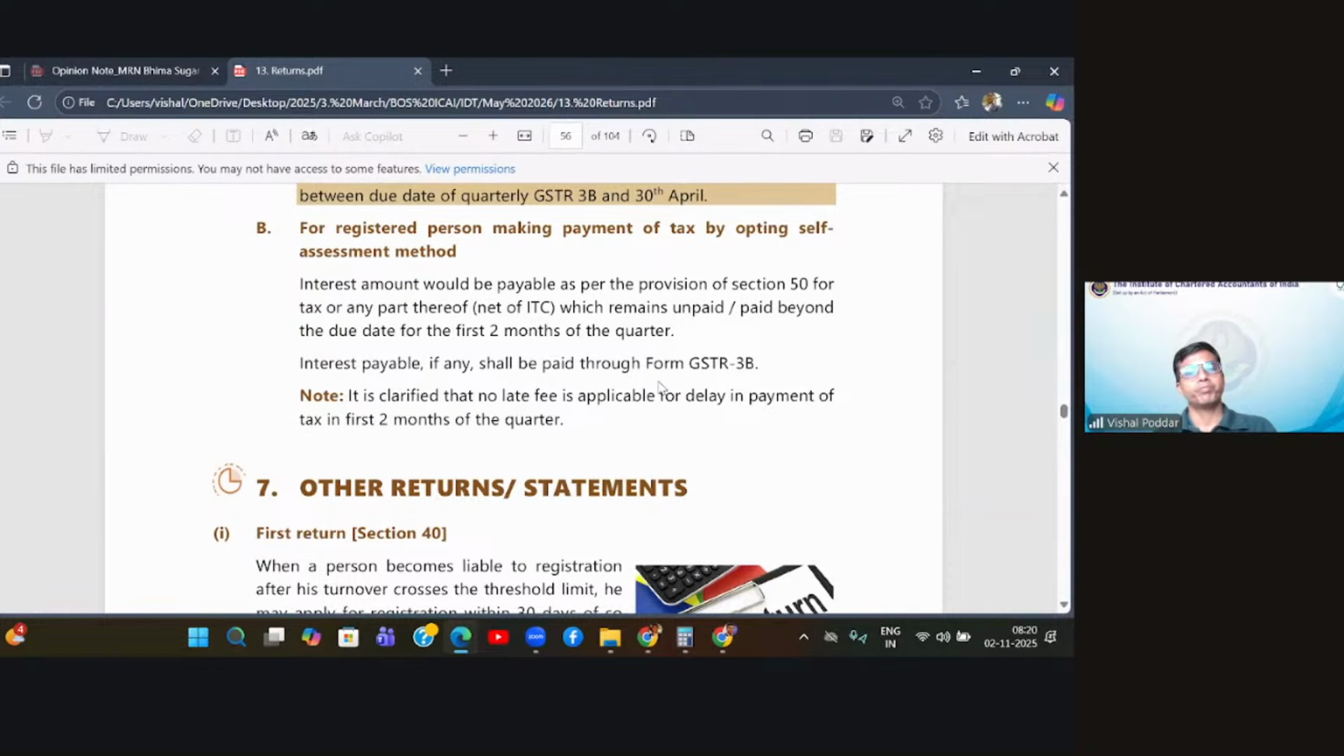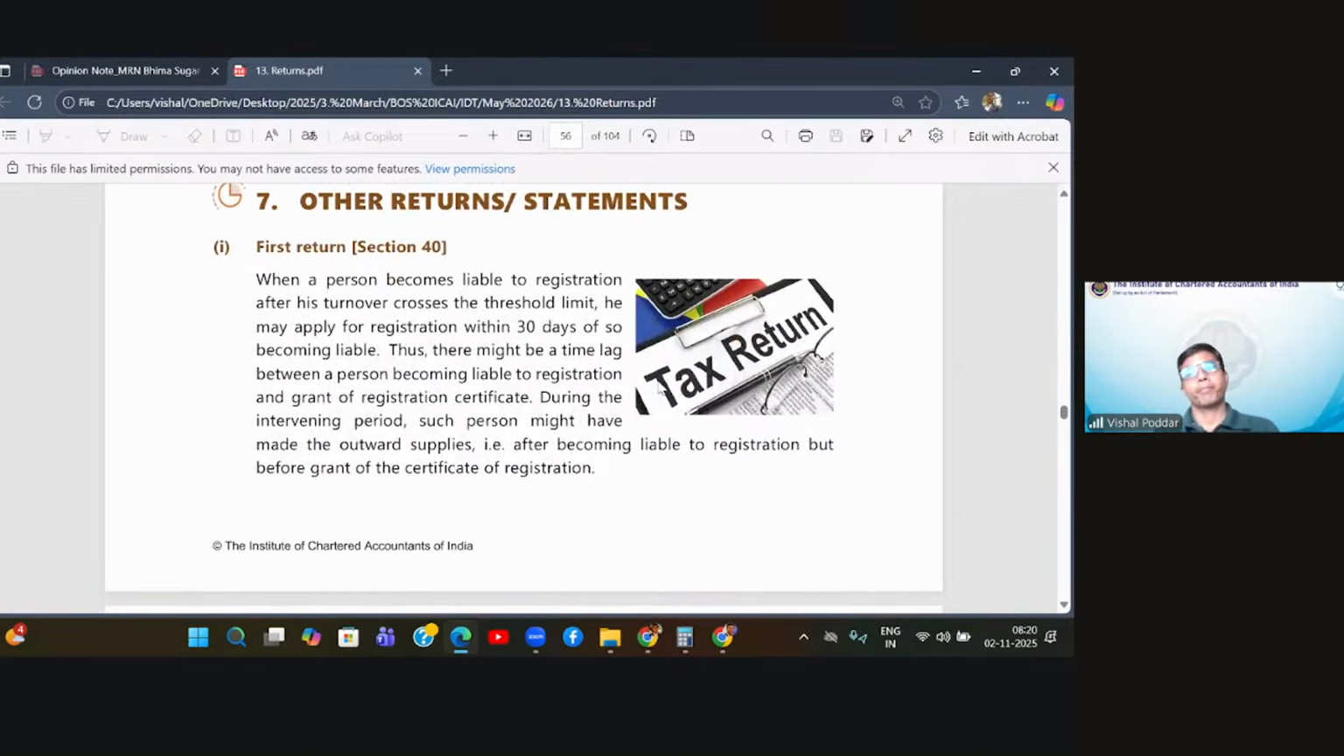Next, can we read B? For a registered person making payment of tax by opting for the self-assessment method, interest amount would be payable as per the provisions of Section 50 for tax or any part thereof, net of ITC, which remains unpaid or is paid beyond the due date for the first 2 months of the quarter. Interest payable, if any, shall be paid through Form GSTR 3B. It is clarified that no late fee is applicable for delay in payment of tax in the first 2 months of the quarter. So again, if you are making payment late by the monthly due date, you will be required to pay interest, but there is no late fee.